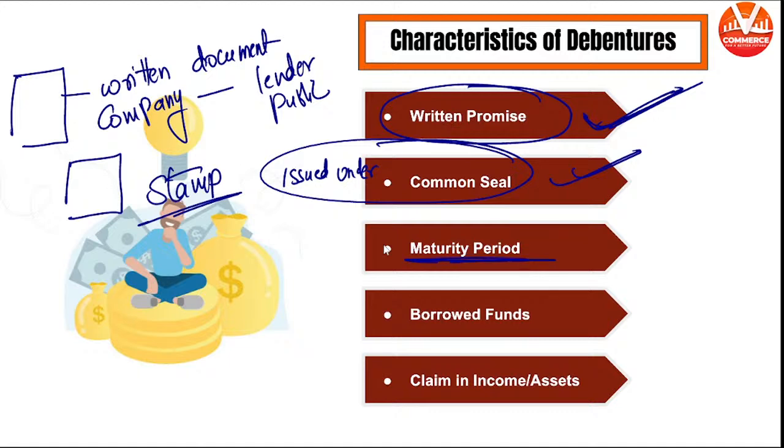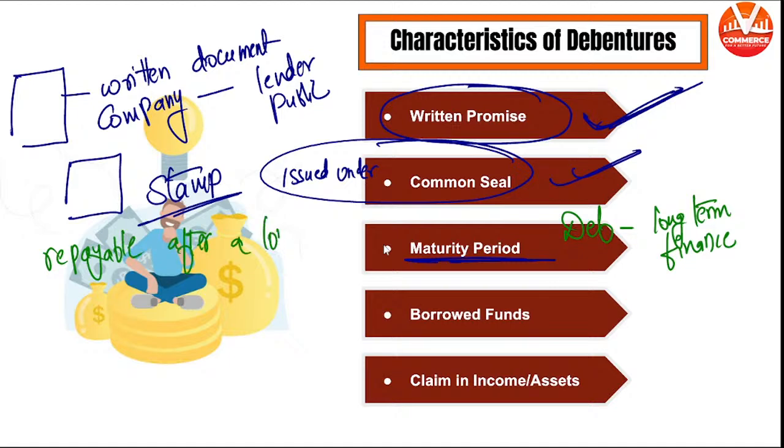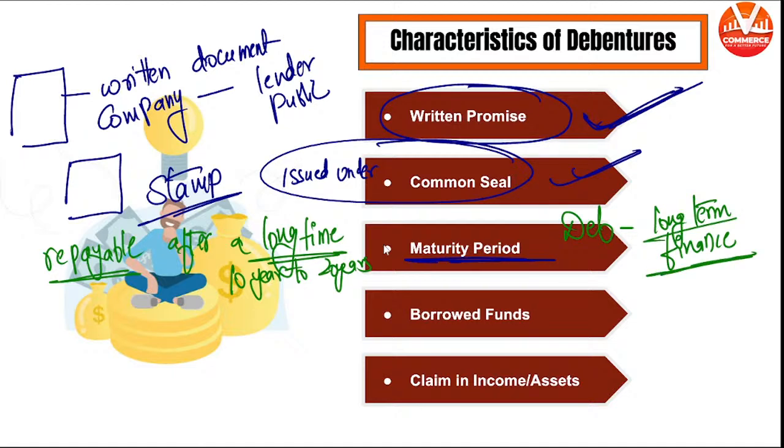The third we have is maturity period. Now, it is very important, please pay attention. When we talk about debentures, they are a source of long-term finance. Long-term finance because the amount is repayable after a long time. ऐसा नहीं है कि आपको 1 साल में ही पैसा वापस करना है. No, the amount will be repayable after a long time, say 10 years to 20 years. ये जो पैसा है ये लगभग 10 से 20 साल बाद वापस होगा, इसीलिए it is a source of long term finance.